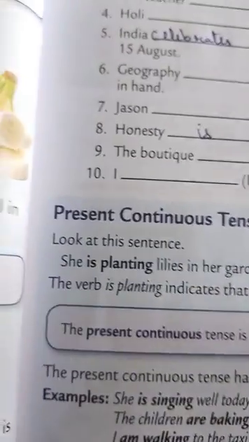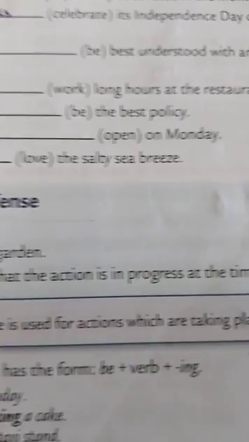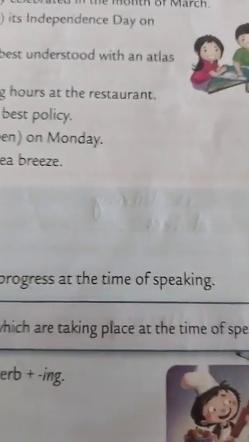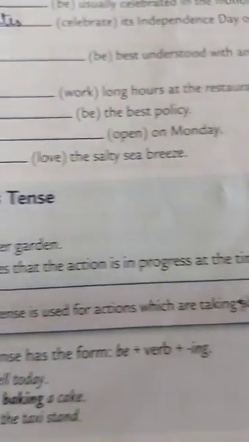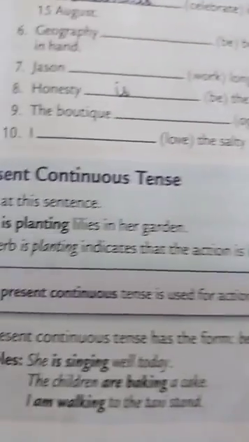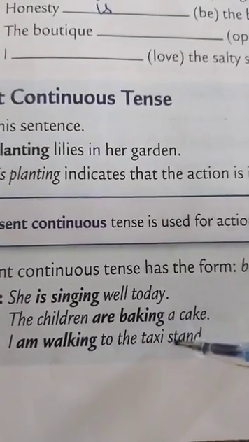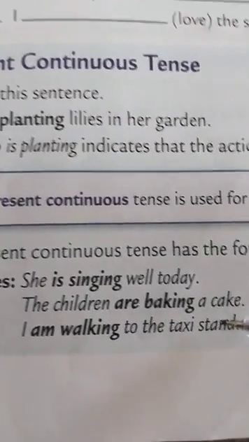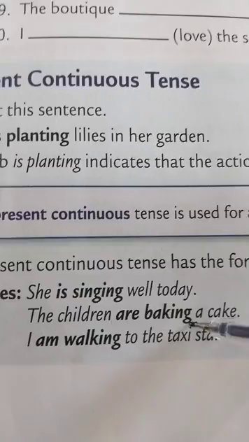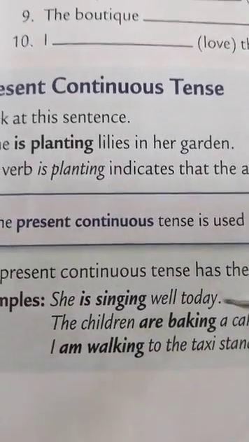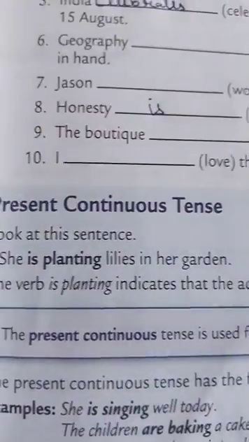Next, we have present continuous tense. Now, children, present continuous tense is used for action which are taking place at the time of speaking. Example, she is singing well today. The children are baking a cake. I am walking to the taxi stand. Okay, so in these sentences, is singing, are baking, am walking, they are referring to the action that is taking place at the time of speaking.